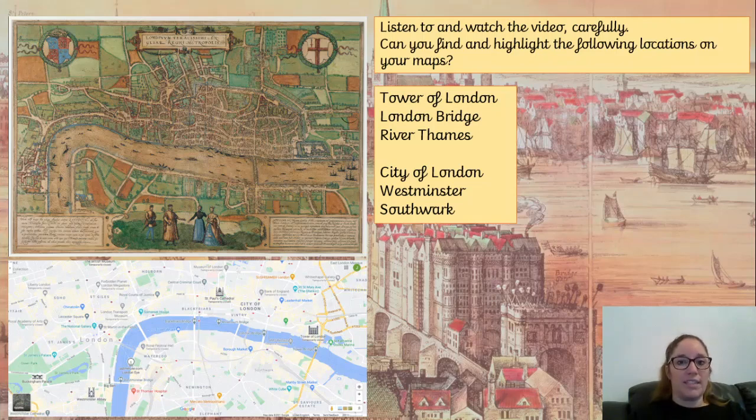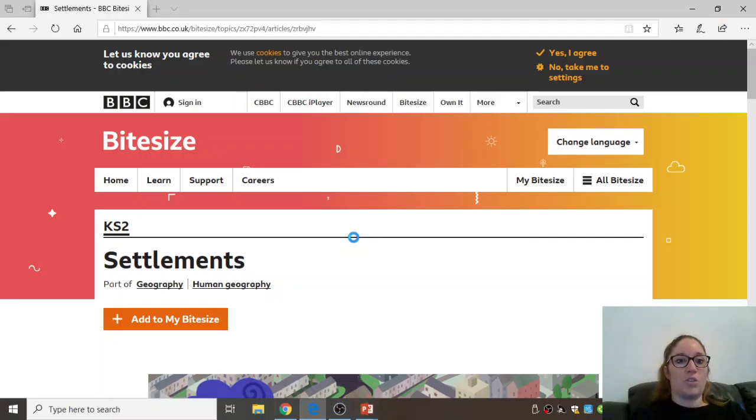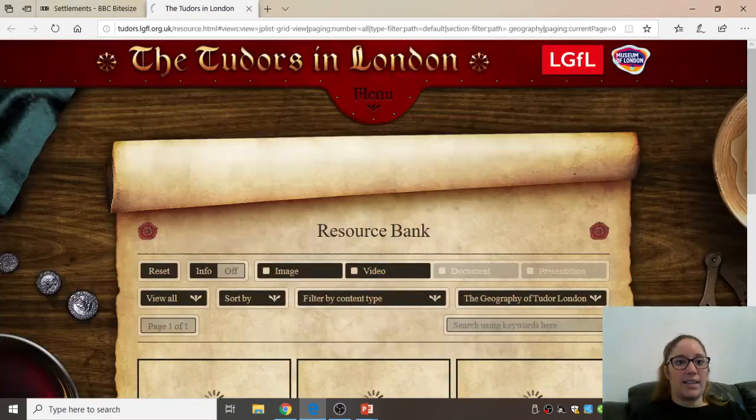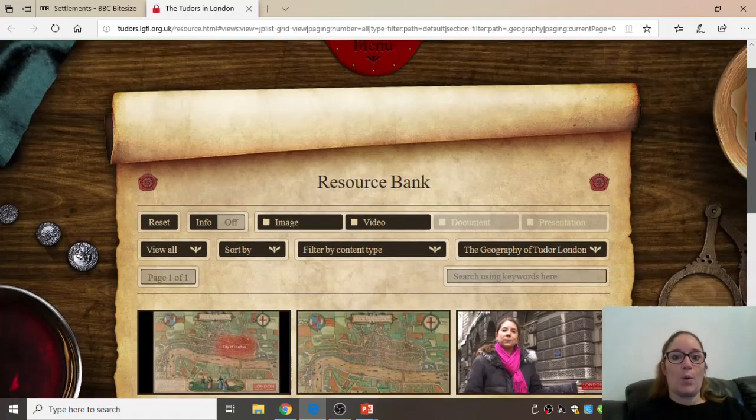Now we've got a video to listen to and watch first. So let's see if that works. So the video will show you where these things are on the Tudor map. You just need to listen carefully to see if you can then plot them on both maps.